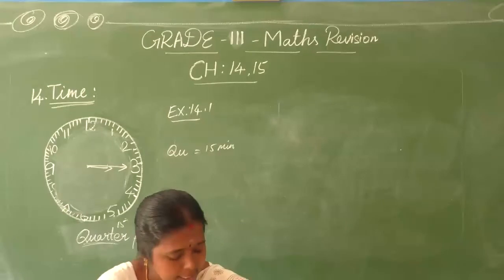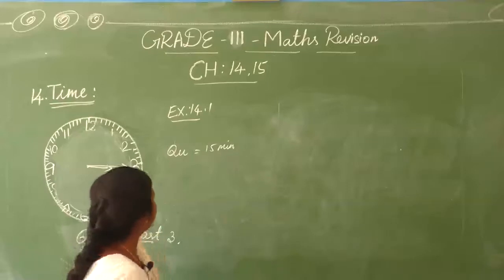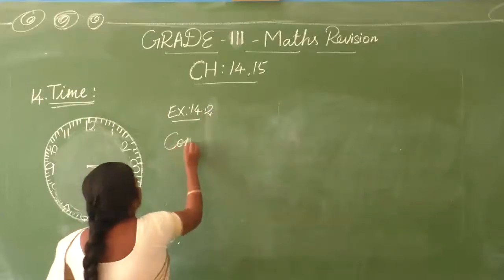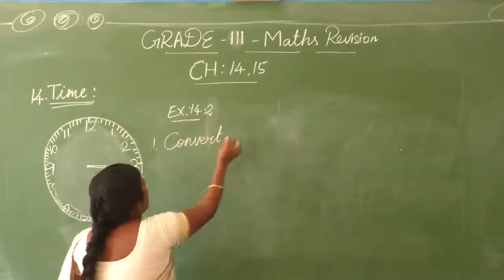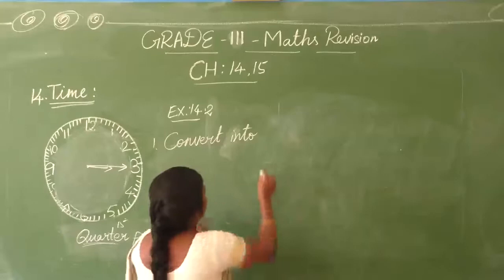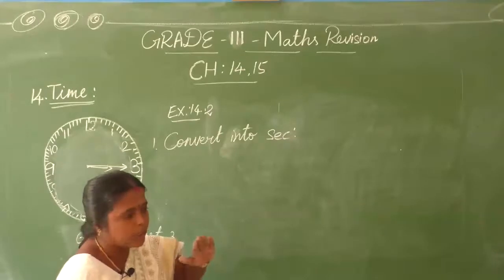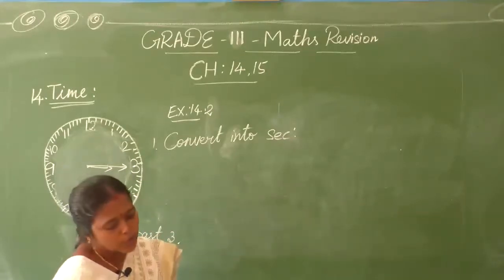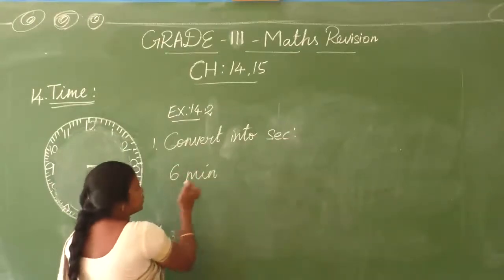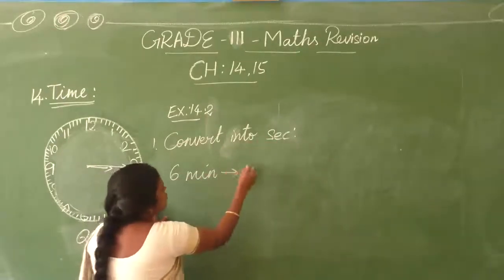Then the next exercise 14.2. Conversion from one unit to another unit. Convert into seconds. That means the question is convert, nothing but change, from this unit into that unit. The question is in minutes, 6 minutes. You have to convert the 6 minutes into seconds. So how do you change that?